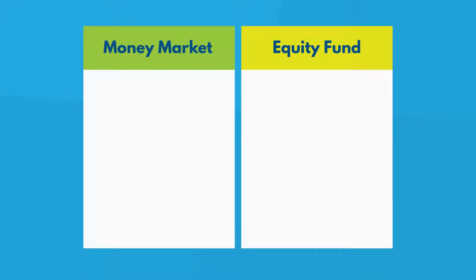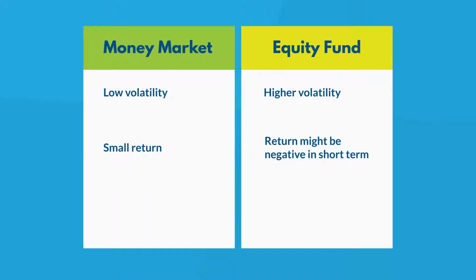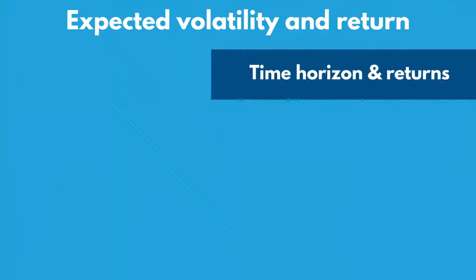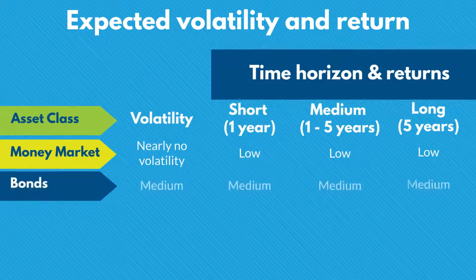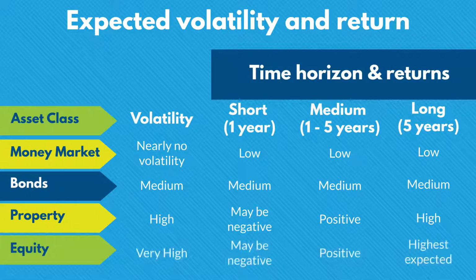For instance, if you have a money market fund as well as an equity fund, the money market will have low volatility, but will only have a small return, whereas the equity fund will have high volatility. The return of the equity might be negative in the short term, but it is expected to have a higher return in the long term. The table below indicates the expected volatility and return of the respective investments over different time periods.